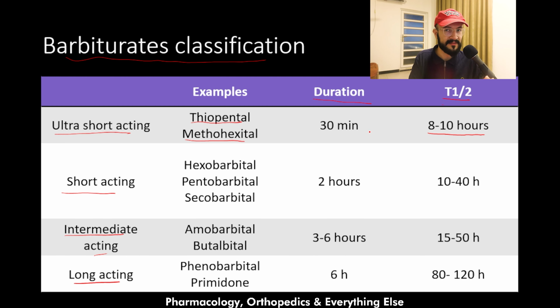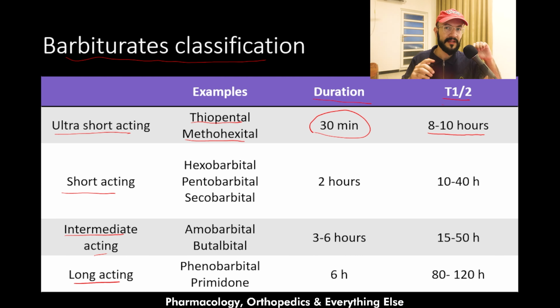And the barbiturates are an example for that, because once the barbiturates are taken by the person, they distribute first to the central nervous system where they have their action. But then they redistribute into the fat and muscles, and that is when their action stops, and that is before their half-lives. For example, thiopental and methohexital have a 30-minute duration of action.